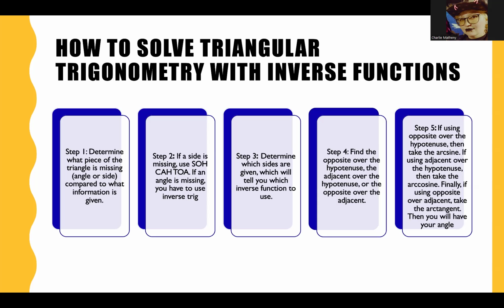So step 4, you're going to find the opposite over the hypotenuse, the adjacent over the hypotenuse, or the opposite over the adjacent, depending on what sides you have. And then, of course, step 5, here's how we do it. If you're using the opposite over the hypotenuse, you take the arcsine. If you're using the adjacent over the hypotenuse, you take the arc cosine. Finally, if using opposite over adjacent, you'll take the arctangent, and that gives you the angle you need to use.